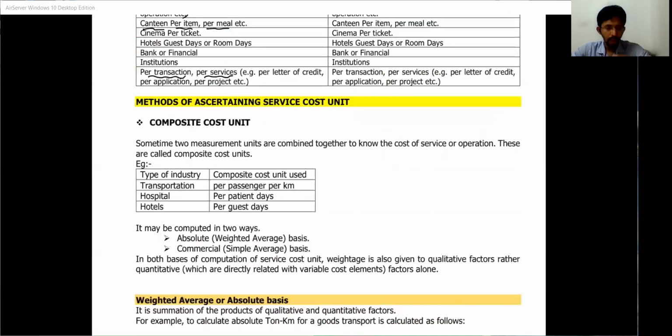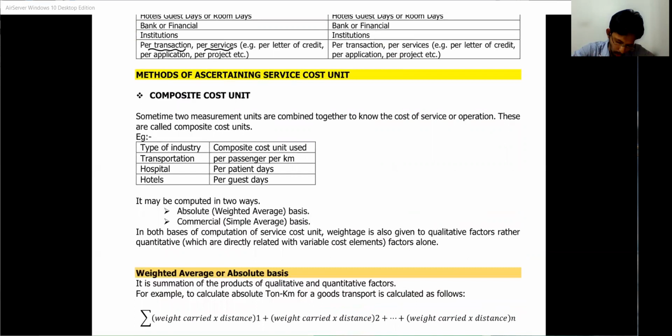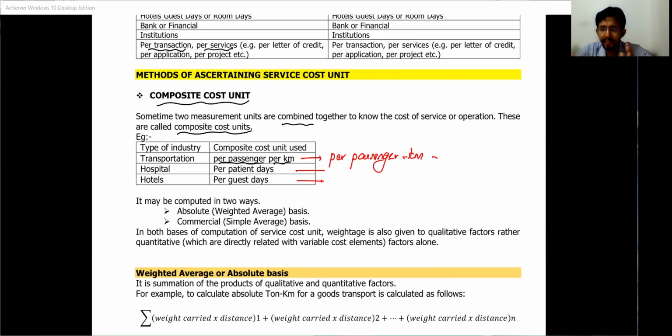Now we have already seen how to identify this composite cost unit. We will just go through what is given in the material. Sometimes two measurement units are combined together to know the cost of a service or operation. These are called composite service units. Example, in case of transportation, per passenger per kilometer, so you get per passenger kilometer. Then hospital, per patient days. Similarly, hotels, it will be per guest days. So you are combining two cost units to get a composite cost unit.